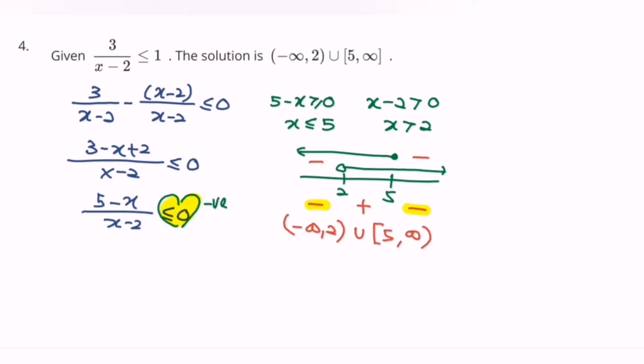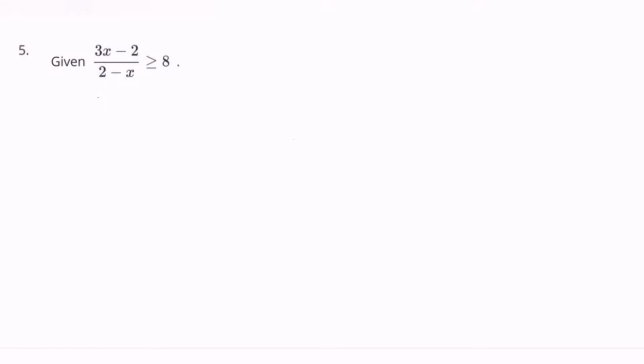By referring to the question, given we have the situation, then they said the solution is negative infinity until 2, where 2 is not included, union 5 until infinity. So the question is, is the answer or the solution true or false? So for this question, the answer is true. Next, question number 5. So given the situation, find the solution.